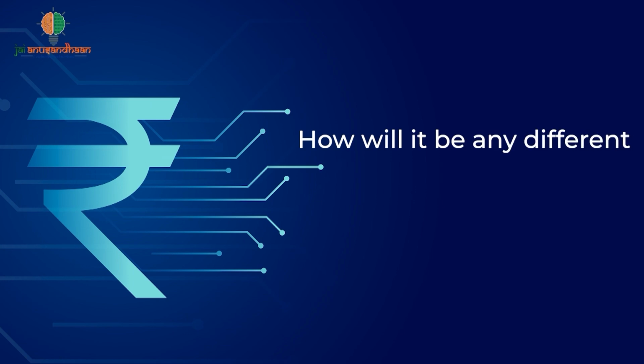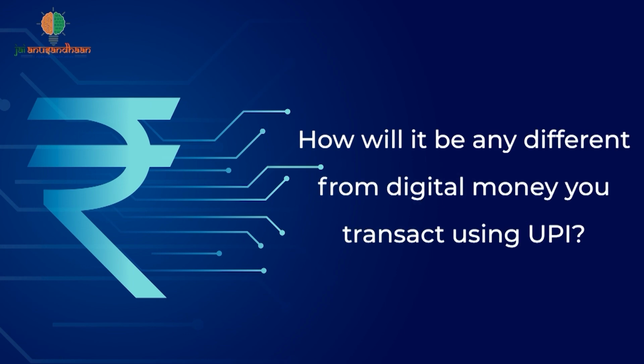How will it be any different from digital money you transact using UPI? To transfer money through UPI, you have to make a request and forward it to your bank. Your bank deducts the amount from your account balance and transfers it to your wallet and subsequently to the beneficiary account. Not only this, the bank also triggers an elaborate clearing and settlement process to ensure a fair and proper transaction. So, there is a chain of intermediaries who enable this transaction.